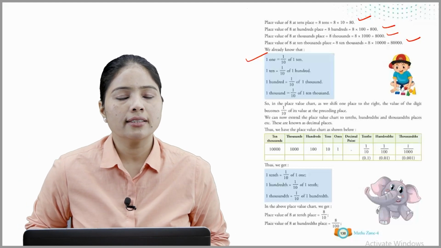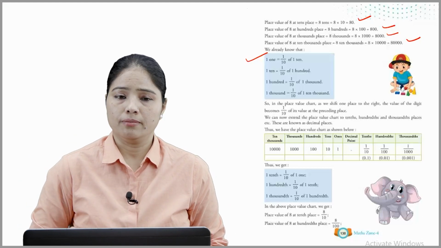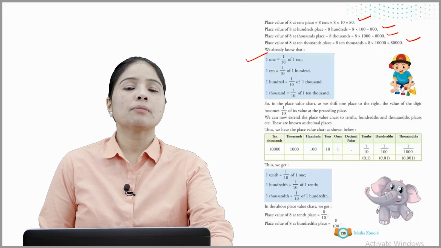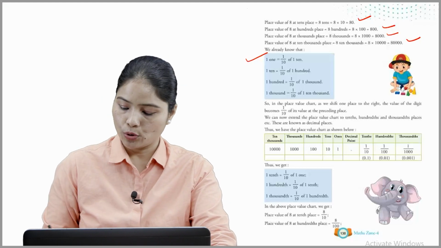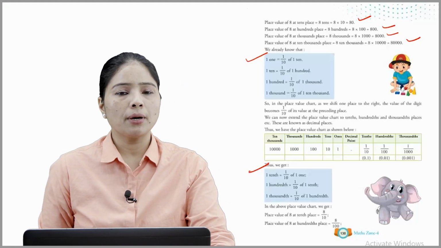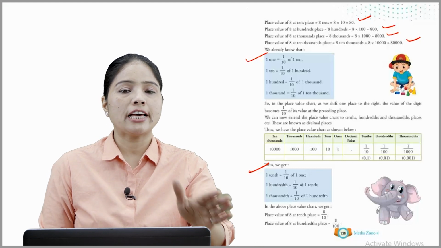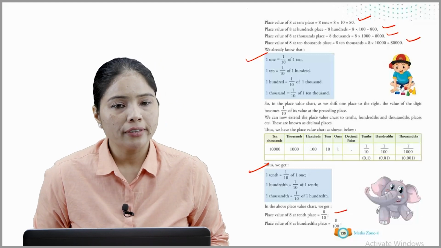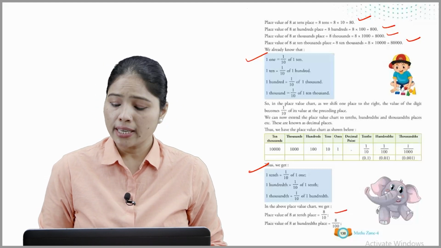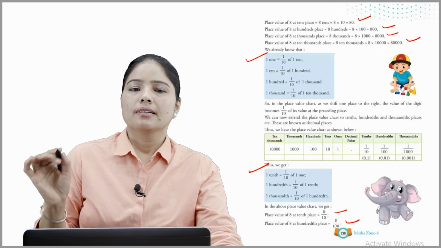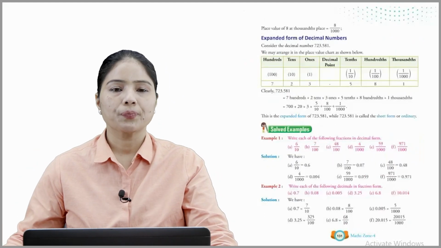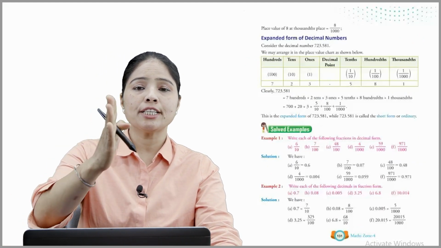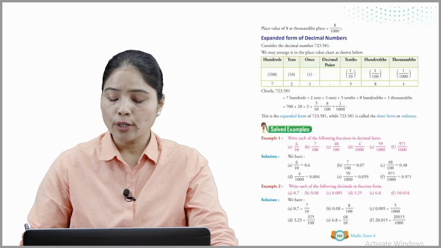Thus, we get 1/10 is equal to 1/10 of 1. 1/100 means 1/10 of 1/10, and 1/1000 means 1/10 of 1/100. So remember this term. In the above place value chart, the place value of 8 at tenths place is 8/10. Place value of 8 at hundredths place is 8/100. Next, place value of 8 at thousandths place is 8/1000. Okay, so I hope you understood well.